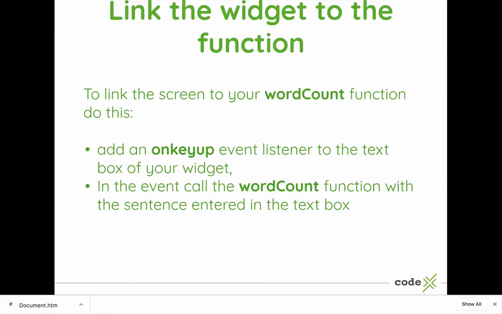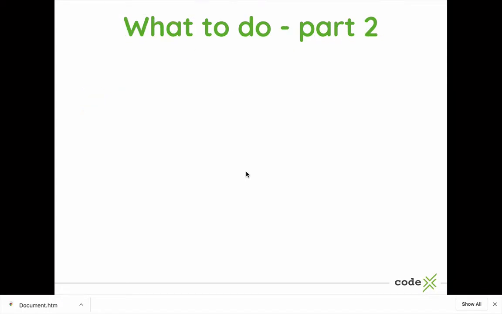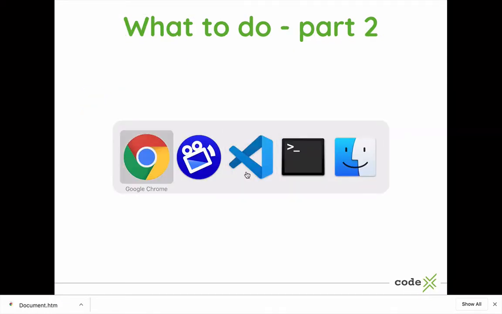Okay, so this part of the app widget is working now. So we linked our screen with the word count function, and we add an on key up or key up event, and things seem to be working fine. So if you look at this now, where are we?